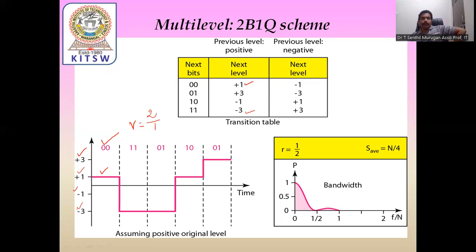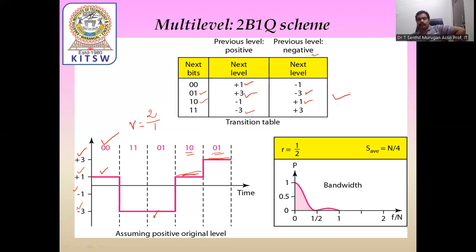The next value is 0 1. What is the previous value here? It is negative, so you check the table again and it stays at minus 3. Then the next value is 1 0. The previous value is negative, so it will go to plus 1. After that the next bits are 0 1, and the previous symbol is positive, so the signal goes to plus 3.